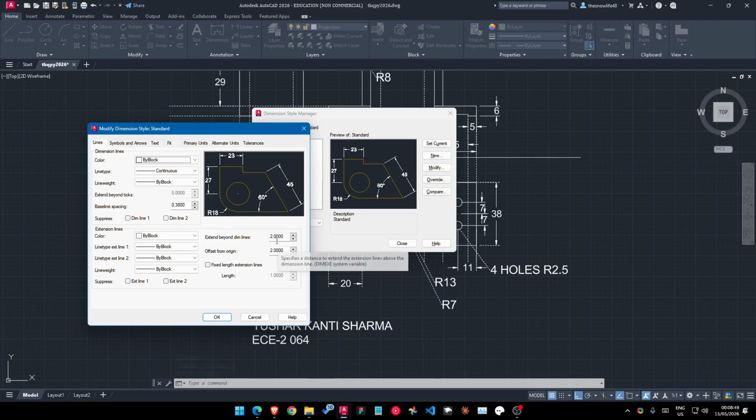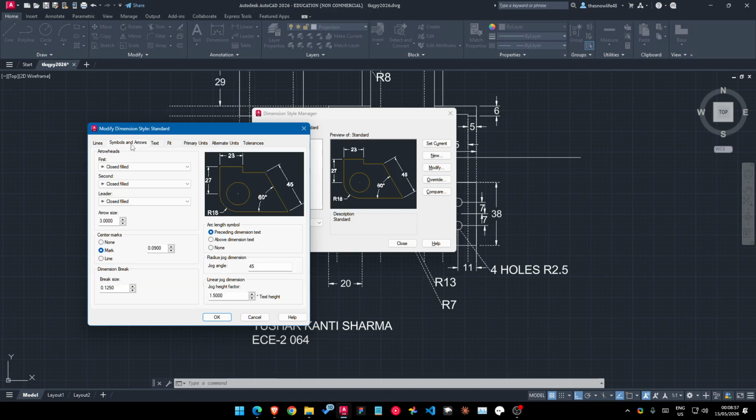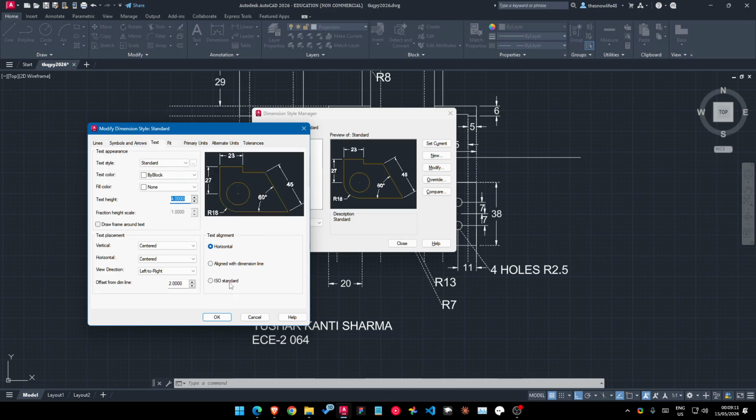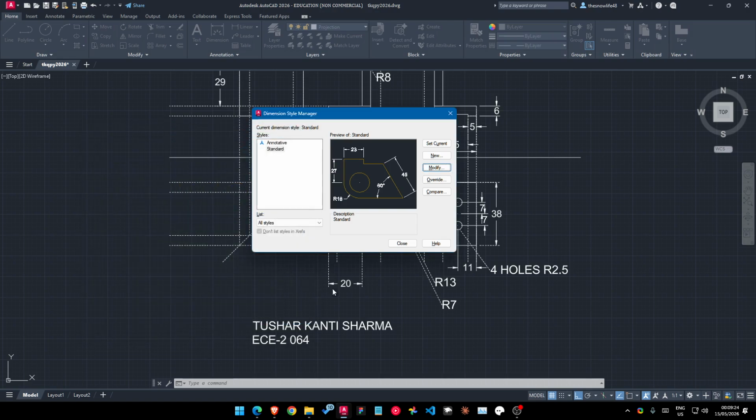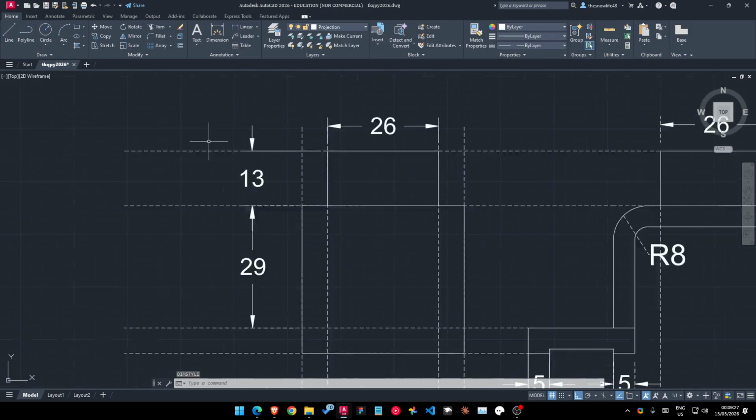Then what are the changes that I do? In the first lines tab, I make this 2 and this 2. In symbols and arrows, arrow size depends on the drawing, but something around 2 or 3 is what I generally use. This drawing in particular is pretty big, so I use 3 here. Text size 4, and offset from dim line 2. Then primary units need to be 0, depending on what the drawing says and how much space we have. These are all the changes that you need.